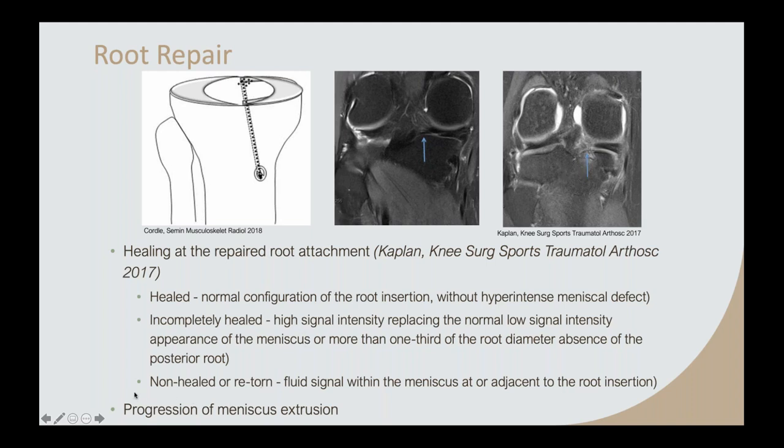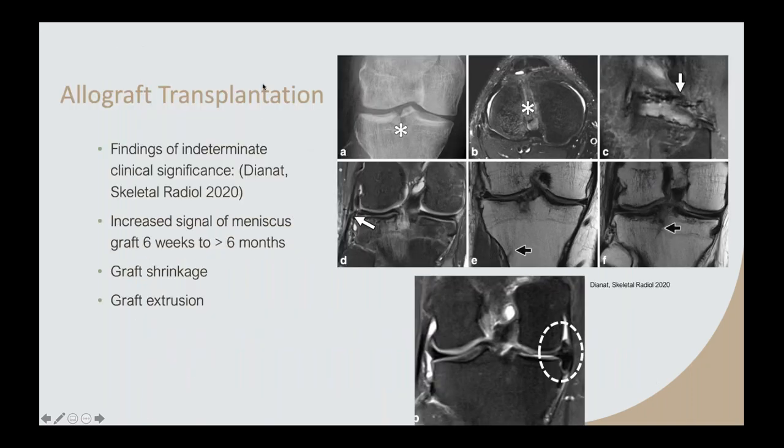The other important thing you want to highlight is any progression of meniscal extrusion, as you know that the posterior root tear is associated with meniscal extrusion affecting hoop strength. Okay, coming up to the last part of the meniscus, allograft transplantation.